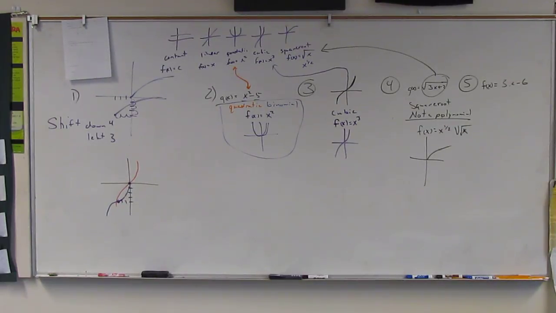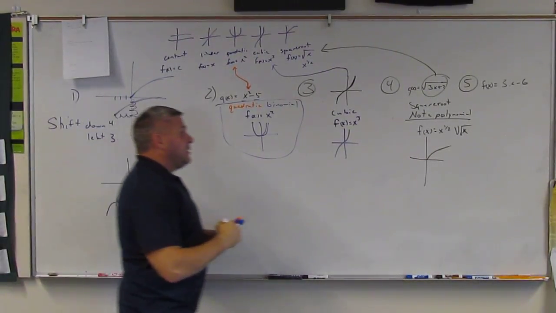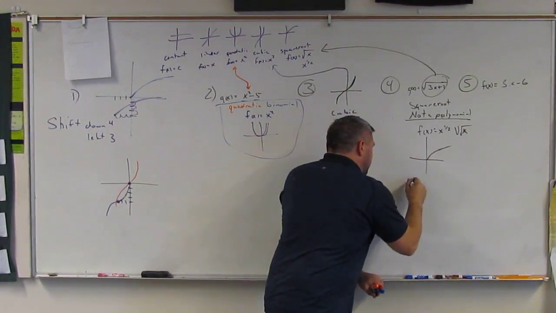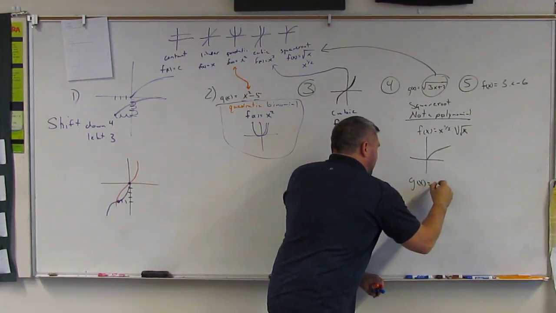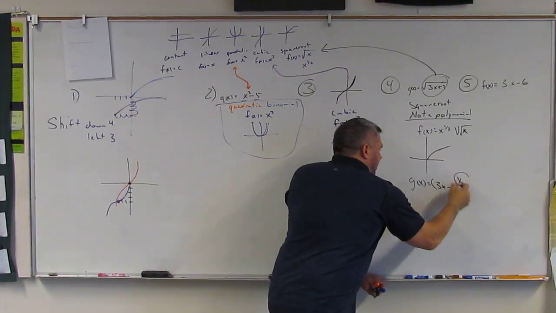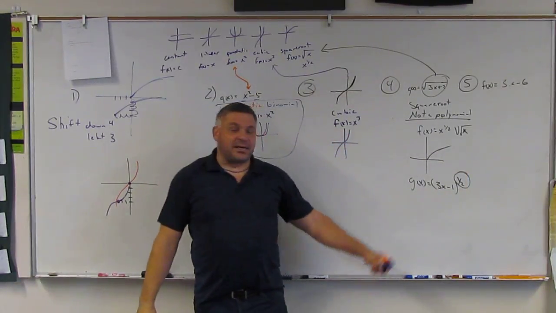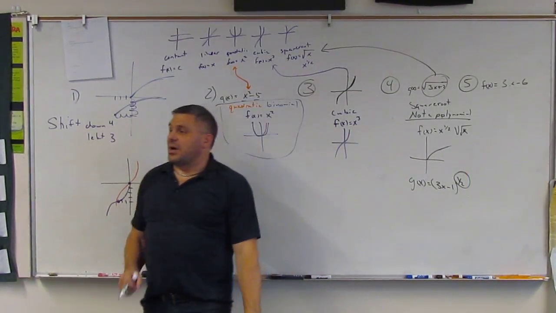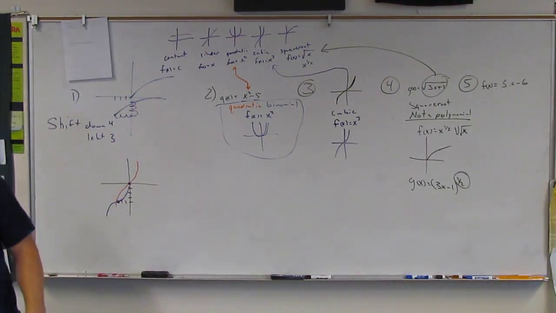Yes, exactly. He has one that says 3x minus 6 in parentheses with a 1/2 exponent. He's like, would that be a not polynomial? And I would be like, yes. So his looks like this. G of x is equal to like 3x minus 1 to the 1/2 power. That means it's a square root, which means it's not a polynomial.